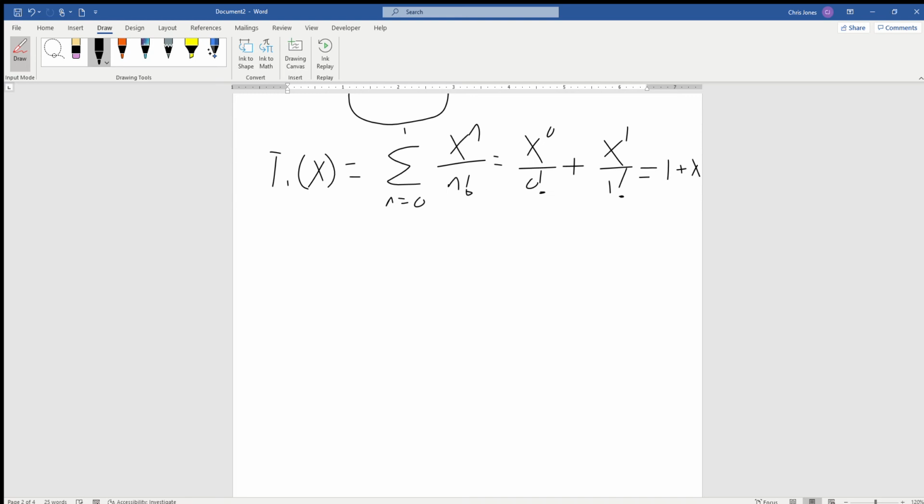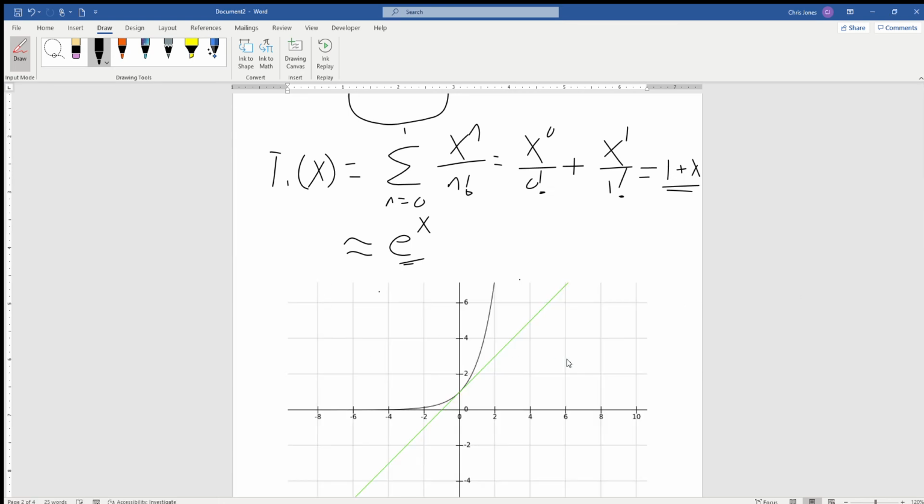And remember, this is used to approximate e to the x. So we're using the polynomial function 1 plus x to represent e to the x. How can we see what they look like? Well, we could just look at the graphs. I'm going to graph those both on the same plane. Yep, this is what it looks like.